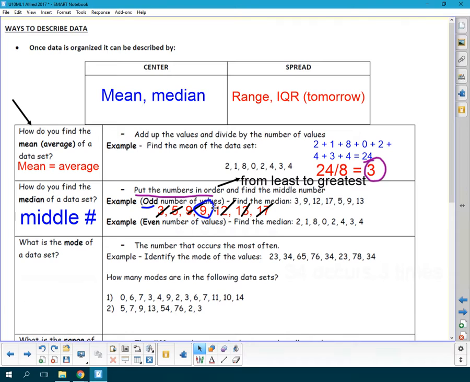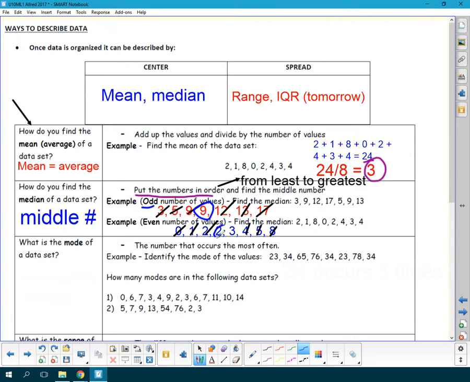If you have an even number of values, it's a little trickier. You're still going to line up the values in order from least to greatest: 0, 1, 2, 2, 3, 4, 5, 8. But you have an even number of values, so you're going to get 2 values in the middle, crossing off the bookends, working towards the middle. There are 2 values right here in the middle.